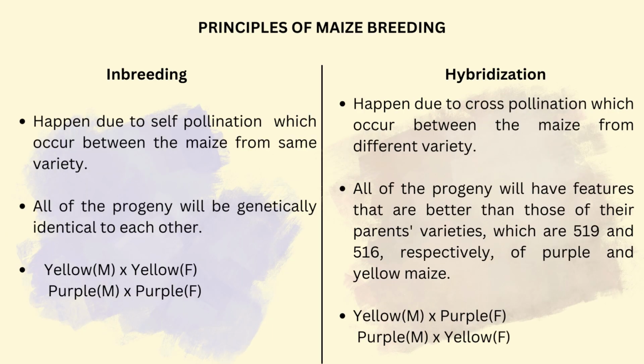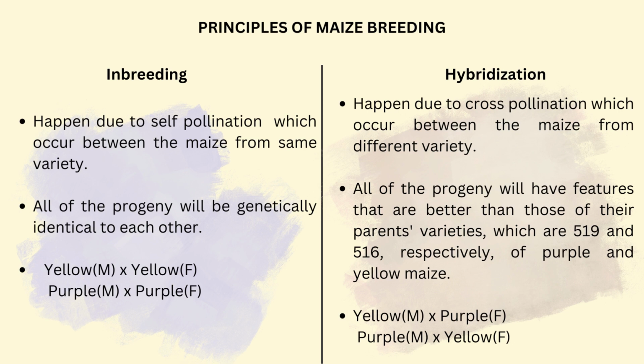The principles of mass breeding involve inbreeding and hybridization because they involve self-pollination and cross-pollination. Inbreeding happens due to self-pollination, which occurs between maize from the same variety. Self-pollination happens since we pollinate the purple maize from variety 519 and yellow maize from variety 516 with themselves, and ear silks are pollinated by pollen from the same maize plant. All the progeny will be genetically identical to each other.